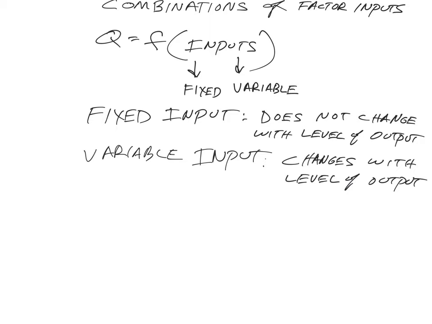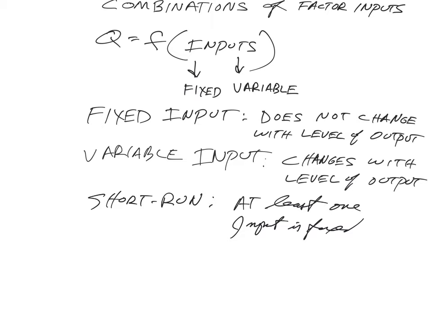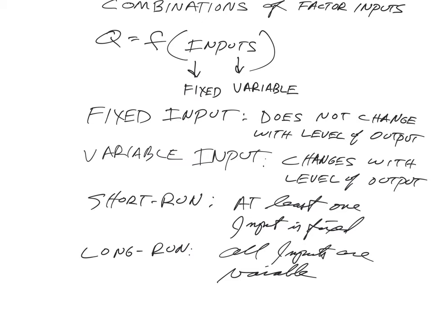Okay, now we've got a couple more definitions here. The short run: a time horizon such that at least one input is fixed. And then the long run: all inputs are variable. All inputs are variable in the long run. Nothing is fixed in the long run.